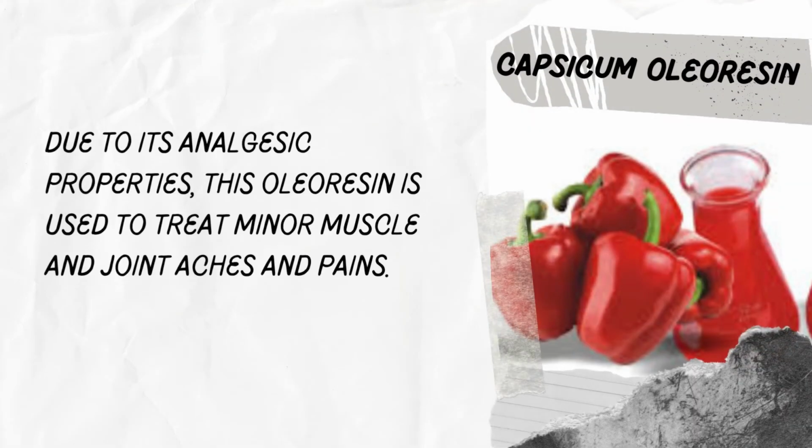Capsicum oleoresin is an oily organic resin derived from the fruit of plants in the Capsicum genus such as chili peppers. Due to its analgesic property, this oleoresin is used to treat minor aches and pain of muscles and joints. Also, capsicum oleoresin is contained in pepper spray.